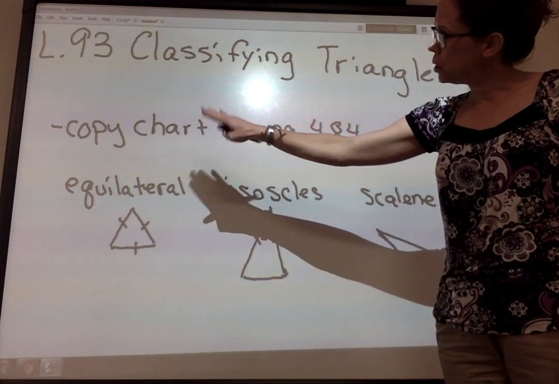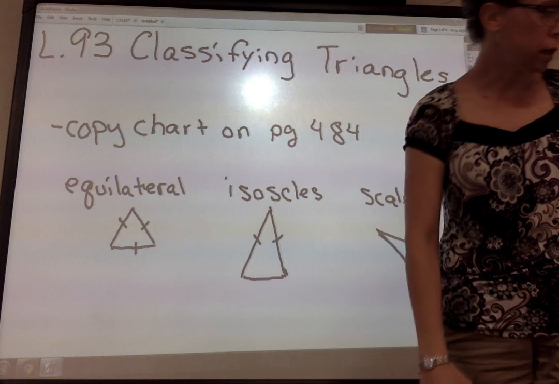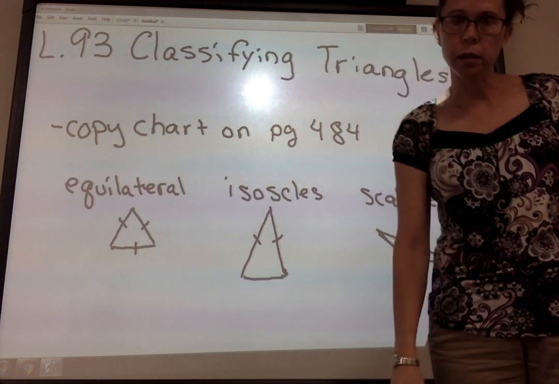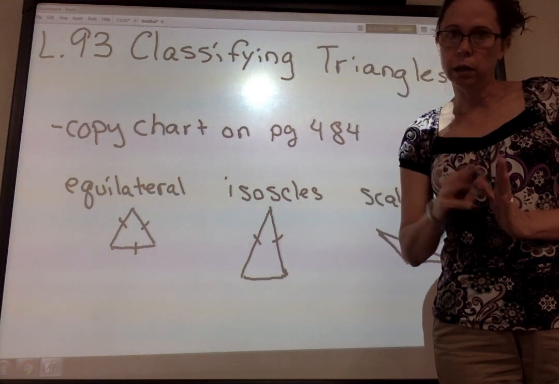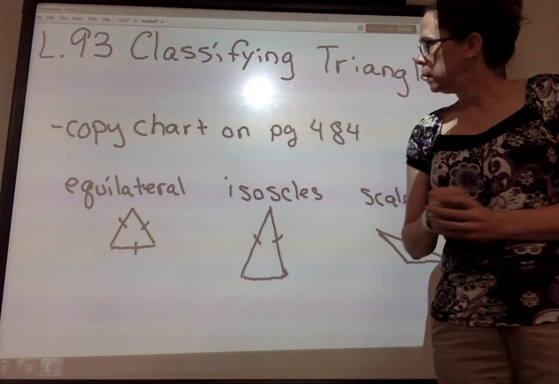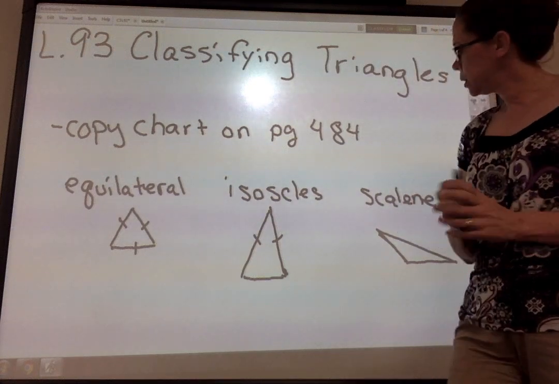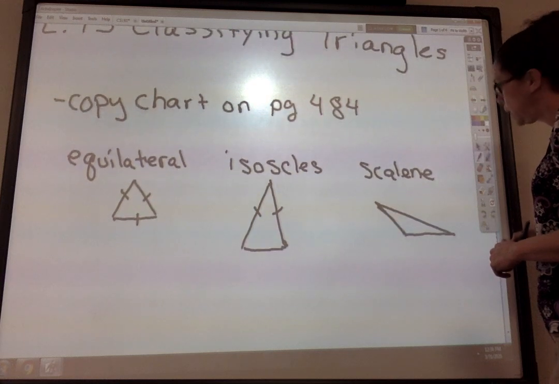So the first thing I want you to do is copy the chart on page 484. It's the chart that says triangles classified by their sides. So go ahead and pause the video, get that chart in your notes, and then start the video back up again. Okay, let's talk about what the chart is talking about on page 484.